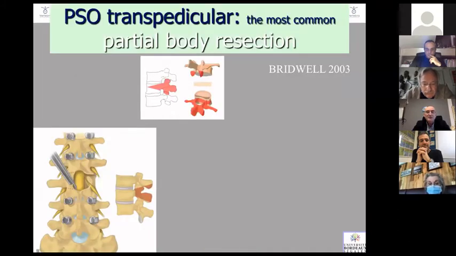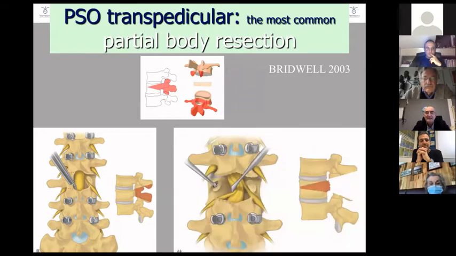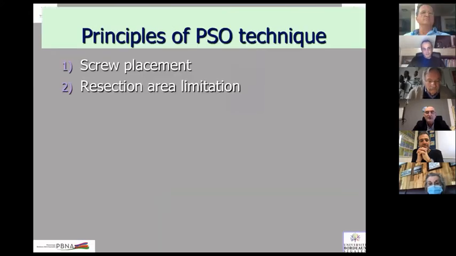So the PSO concept, the transpedicular, the most common, it's a partial body resection as described first by Bridwell, so posterior resection, and then an anterior triangular resection of the vertebral body, including the 2 pedicles and the posterior wall of the vertebral body. And doing so, when we close it, of course, we have a good correction.